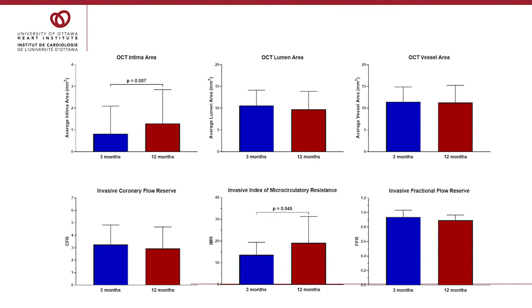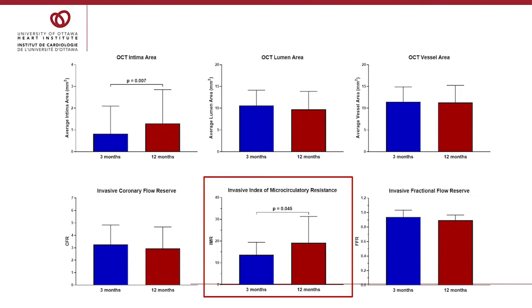On the top row is the OCT results, and you see that between 3 and 12 months post-transplant, there's a significant increase in intima area. There is no significant change in lumen area or vessel area, at least with the current patient numbers, to give us an idea as to what happens with the vessel in terms of remodeling. Also, when we look at invasive coronary flow, then there is a significant increase in the IMR, the index of microcirculatory resistance, meaning that there is a development of microvascular dysfunction.